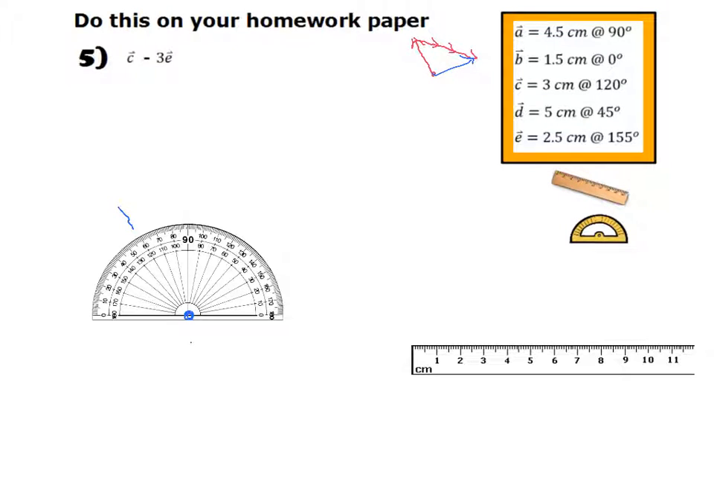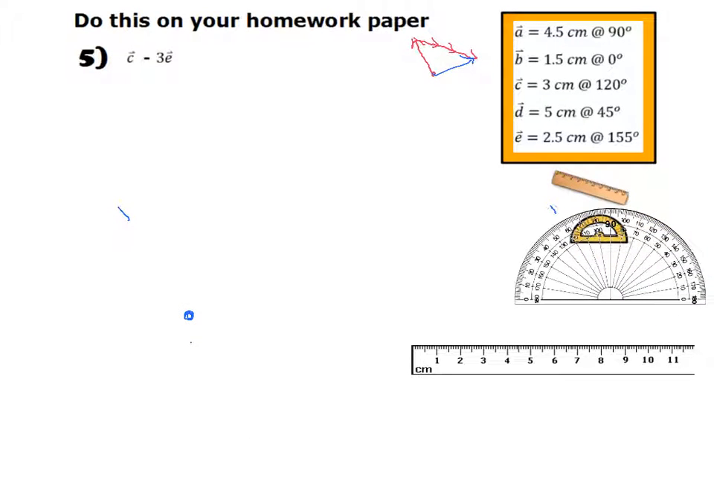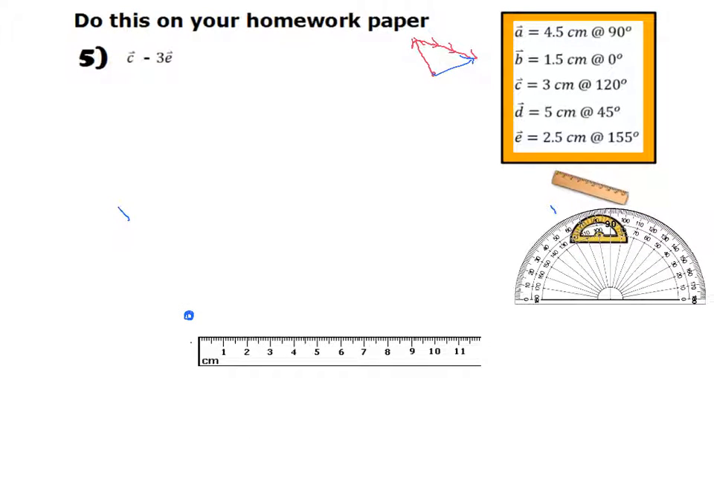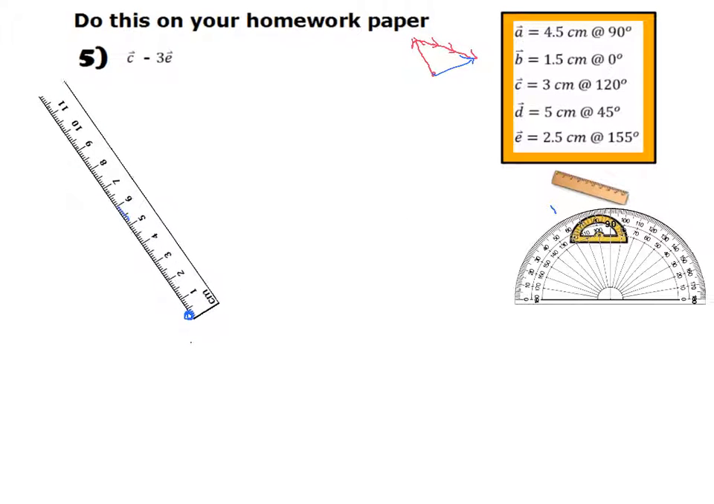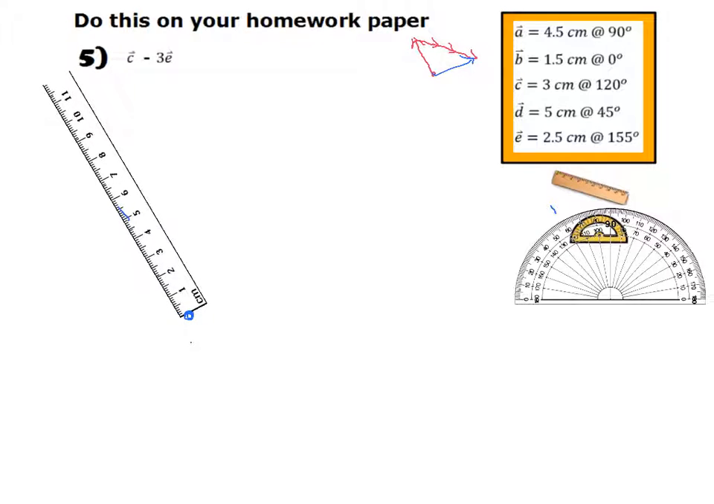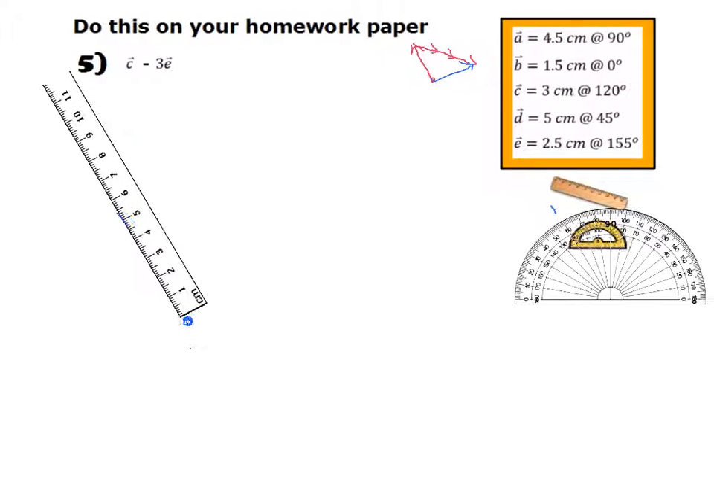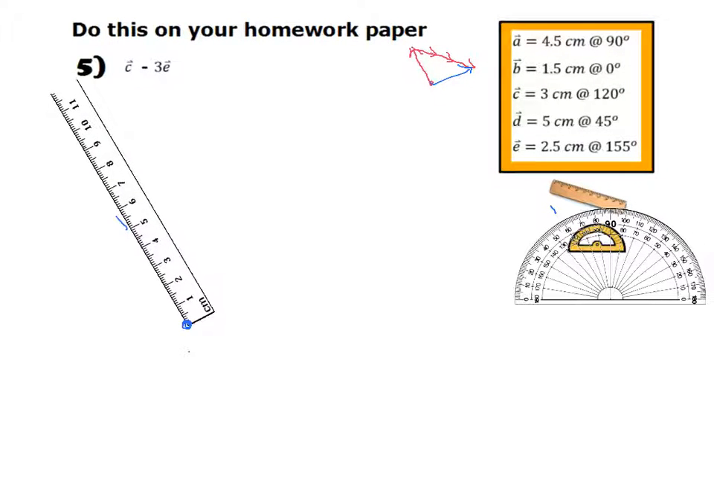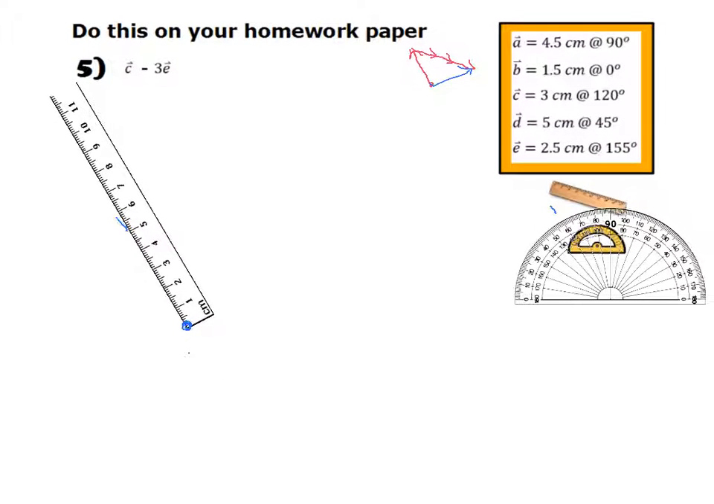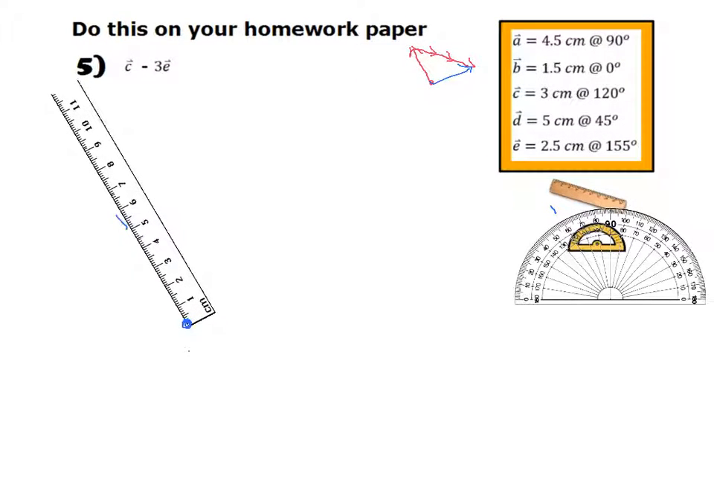Not sure how to move my protractor. There, I got it. Okay. Now I'm going to draw it so it's the right length. Vector C is 3 centimeters, so rotate that around, put 0 right there, line it up so that it's going to hit your tick mark. Okay, all right, we're just going to have to assume I'm not going to be super accurate.